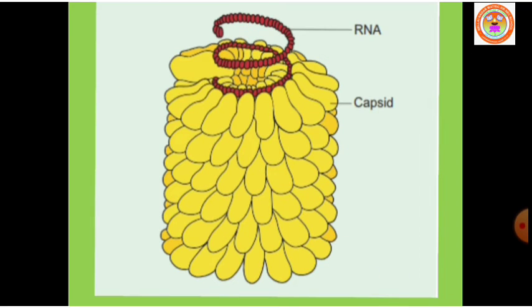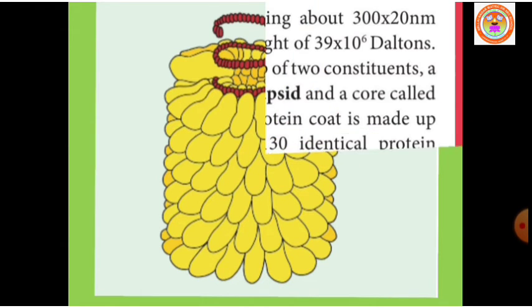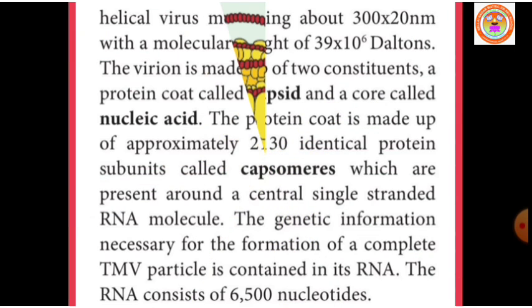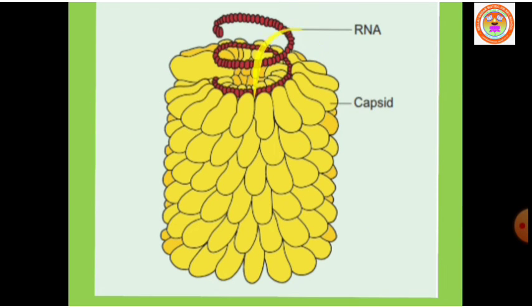The protein coat of the virus is made up of identical protein subunits, around 2130 identical protein subunits. The protein subunits of the capsid are known as capsomeres. You can see the capsomeres. The yellow colored structure which you are seeing is called capsomere. Capsomeres wind around the central single stranded RNA molecule. You can see the RNA molecule. The RNA molecule is well packed at the center. Externally it is surrounded by the capsid.